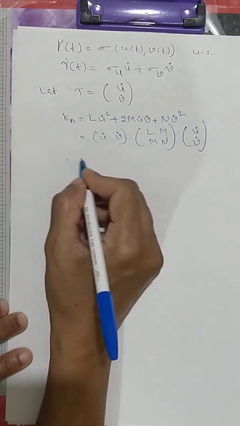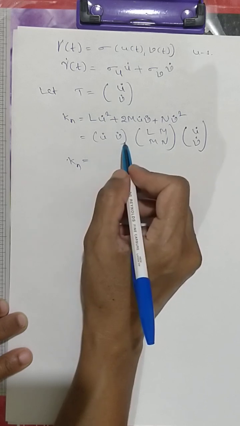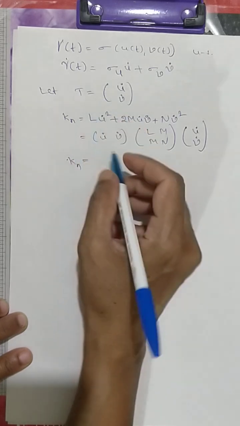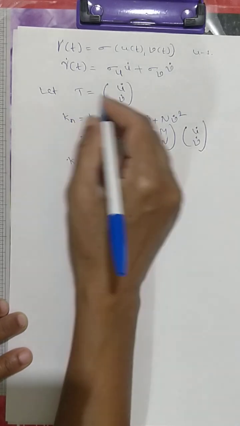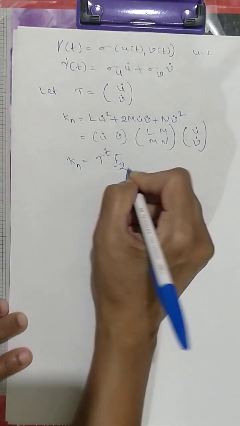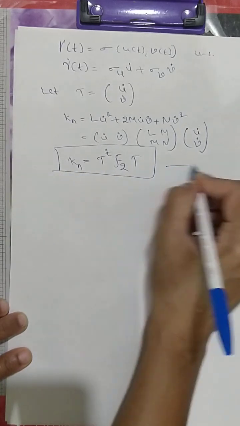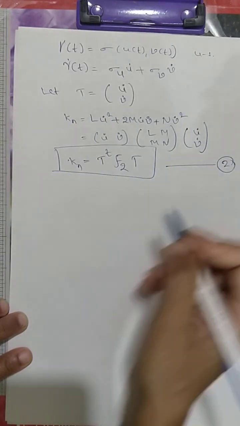So this Kn, the normal curvature, will be equal to (u dot v dot), which is the transpose of this matrix. So T transpose, and this matrix we have taken as capital F2, and this is T. So the normal curvature expression we have here.